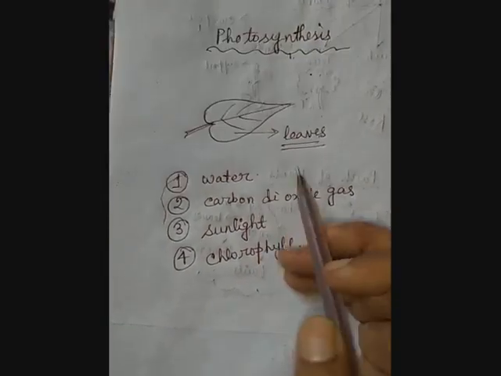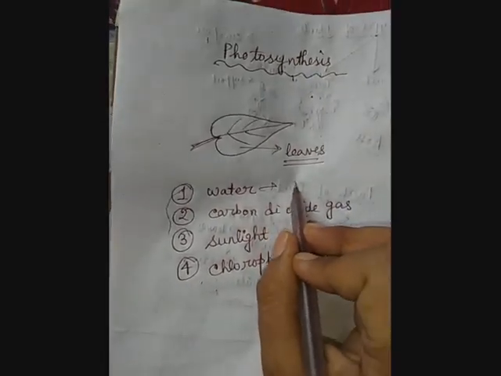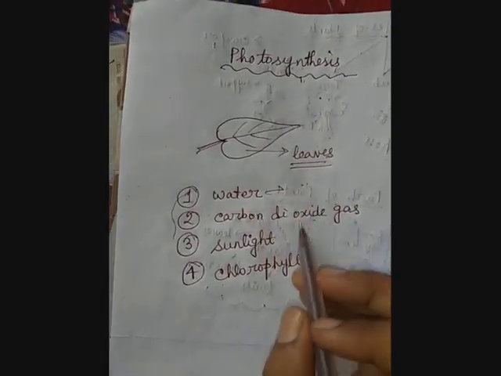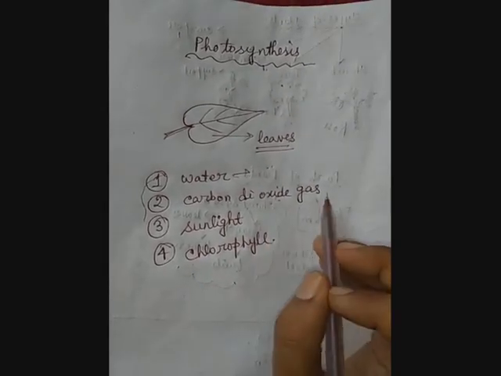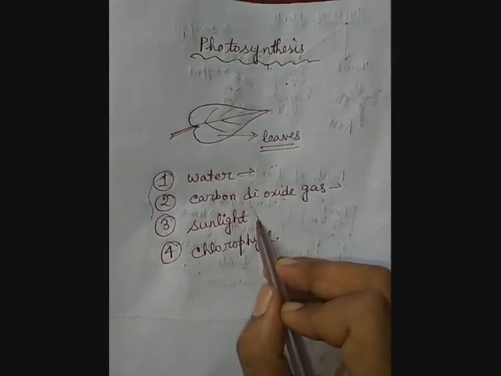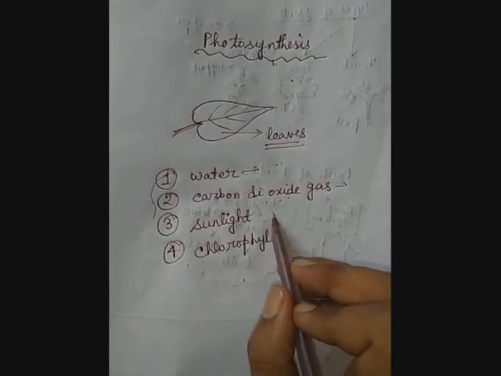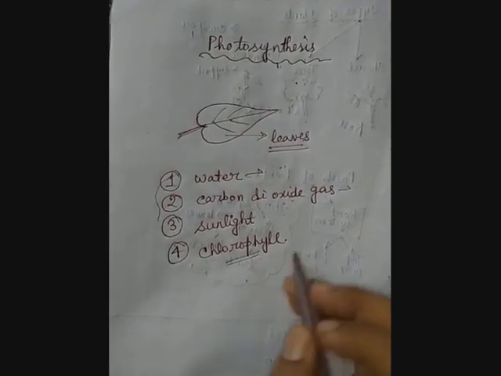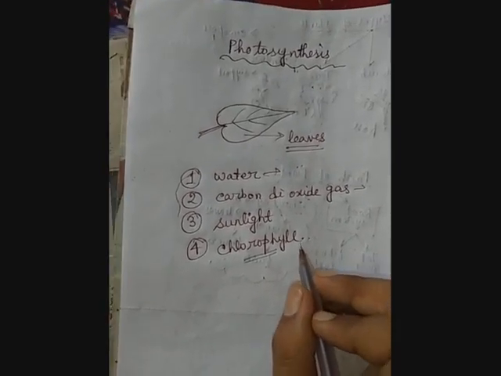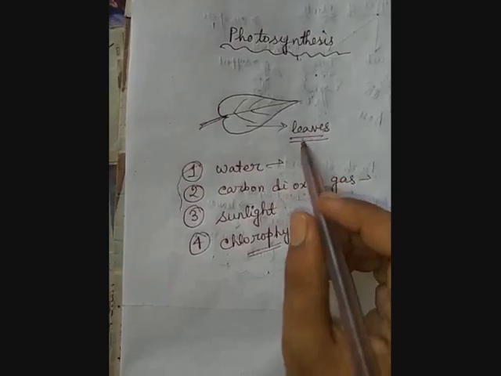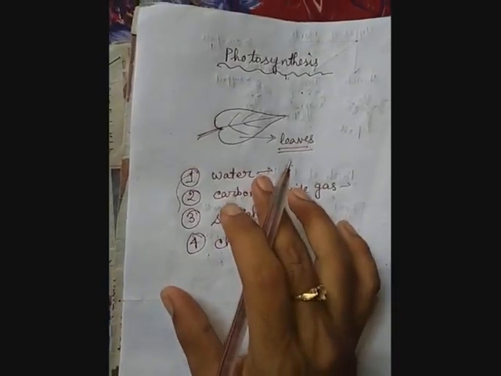Water is absorbed by roots from the soil. Carbon dioxide gas is obtained from air. Sunlight comes from the sun. And chlorophyll is a pigment which is green in color, and this is present in the leaves. So these are the basic materials required for photosynthesis.